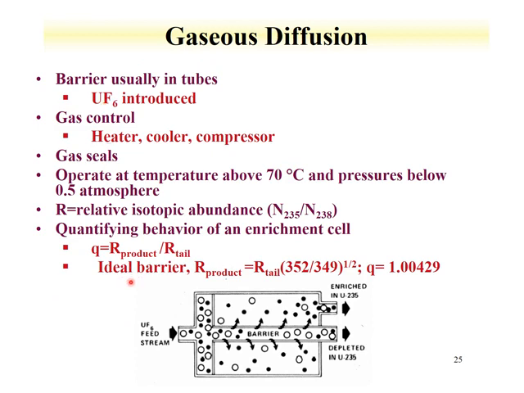The uranium hexafluoride would be introduced in this stream, travel along this tube, contact the barrier, and after contacting the barrier sufficient times, permeate through the barrier. Some of the controls of this include heaters, coolers, and compressors to control the gas. Most of the time they operate at above 70 degrees and pressures below half an atmosphere.